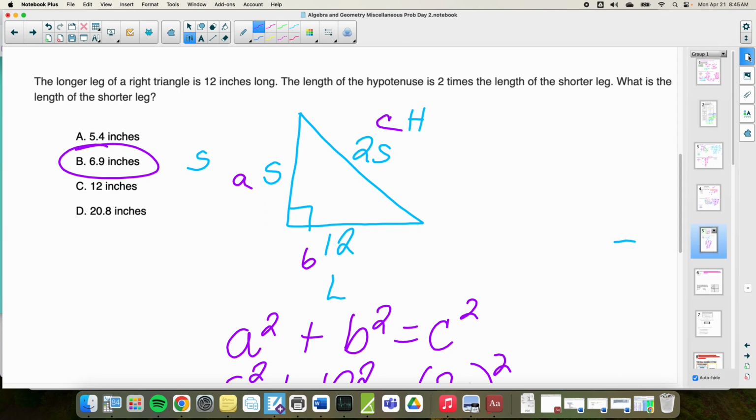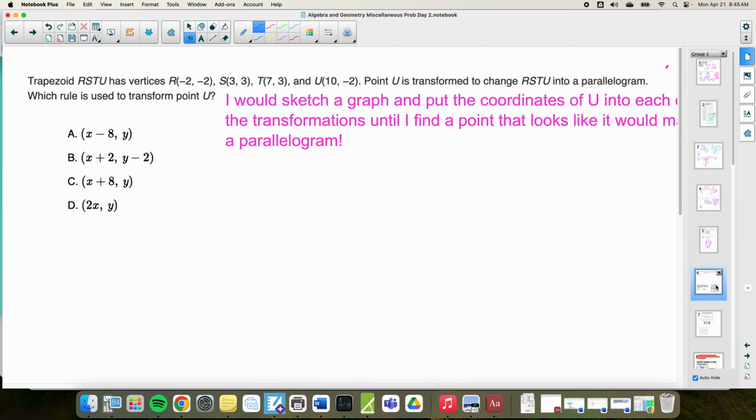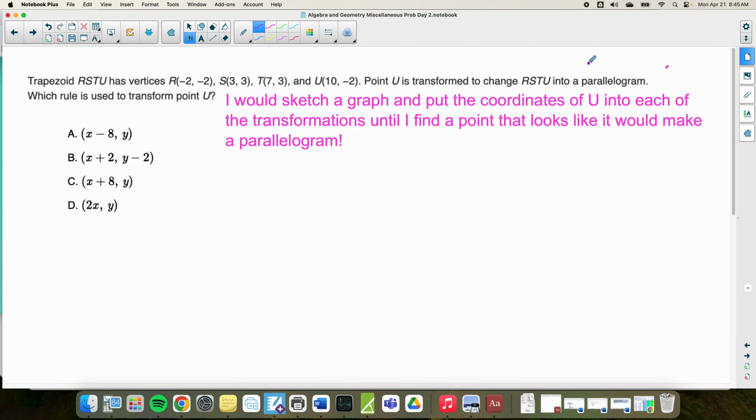Okay. Then let's look at this one. It says trapezoid RSTU has vertices, and we're gonna just sketch this out. Okay. So let's do that. We're gonna make a graph. And right now we have a trapezoid. We'll try to make it as accurate as we can.